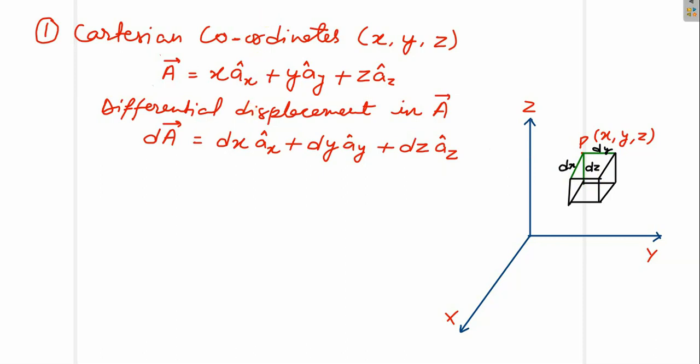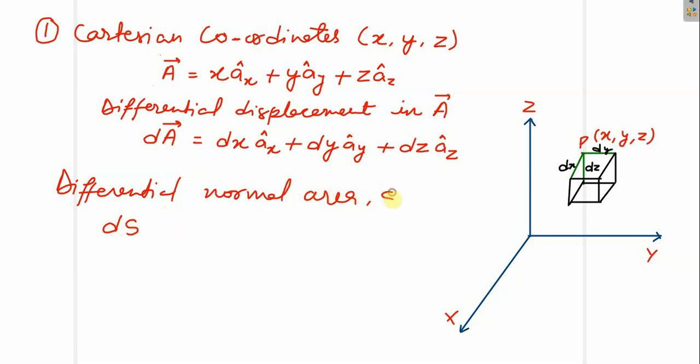So if I talk about the elemental surface now, the differential element in the surface, the differential normal area. The differential normal area can be written as, obviously, if I represent the area with S, then the differential normal area can be represented as dS. So dS equal to how much?